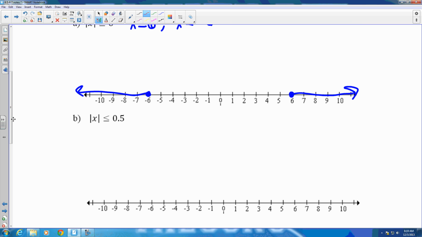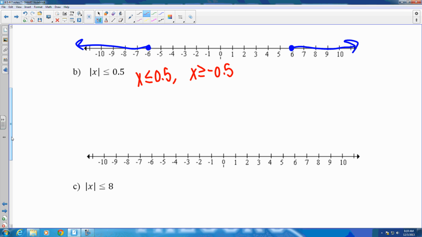So B, absolute value of x is less than 0.5. So we have x is less than or equal to 0.5 and x is greater than or equal to negative 0.5. So if I think about what this would look like, here's negative 0.5 and here's positive 0.5. If we're going to be greater than or equal to negative 0.5 and less than or equal to 0.5, it's going to be right in between the two.